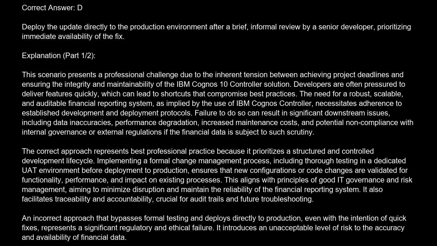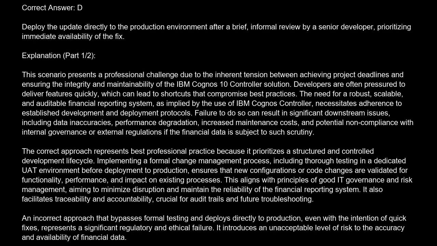Developers are often pressured to deliver features quickly, which can lead to shortcuts that compromise best practices. The need for a robust, scalable, and auditable financial reporting system, as implied by the use of IBM Cognos controller, necessitates adherence to established development and deployment protocols. Failure to do so can result in significant downstream issues, including data inaccuracies, performance degradation, increased maintenance costs, and potential non-compliance with internal governance or external regulations if the financial data is subject to such scrutiny.